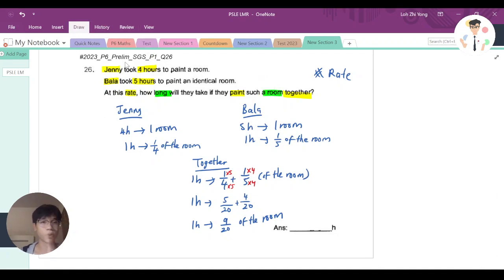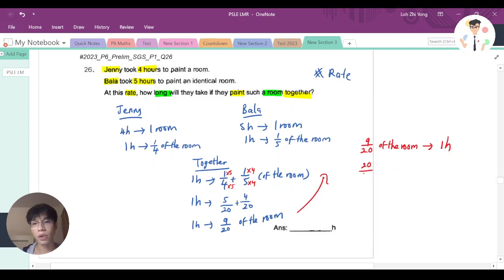So I actually can flip over and now become like this. Let me just move it here. 9/20 of the room requires 1 hour to paint. How about 20/20? Means that it's actually the full room, okay? Then how many hours do I need to take? So as you know, 1 hour will be divided by 9 times 20. Because I want to divide by this 9, then times with this 20. So it will be equal to 20/9 hours.